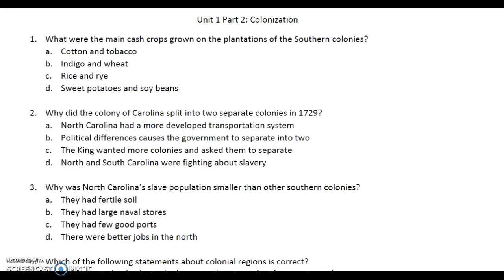Number 3. Why was North Carolina's slave population smaller than other southern colonies? A. They had fertile soil. B. They had large naval stores. C. They had few good ports. D. There were better jobs in the North.